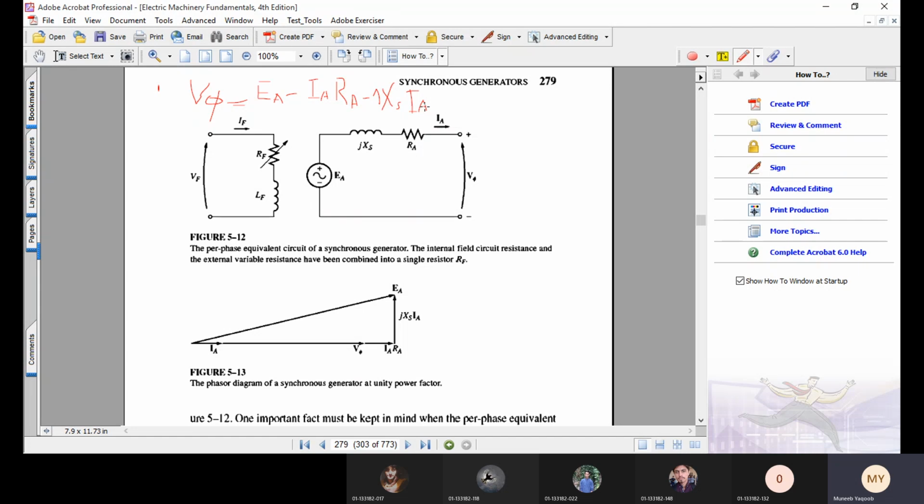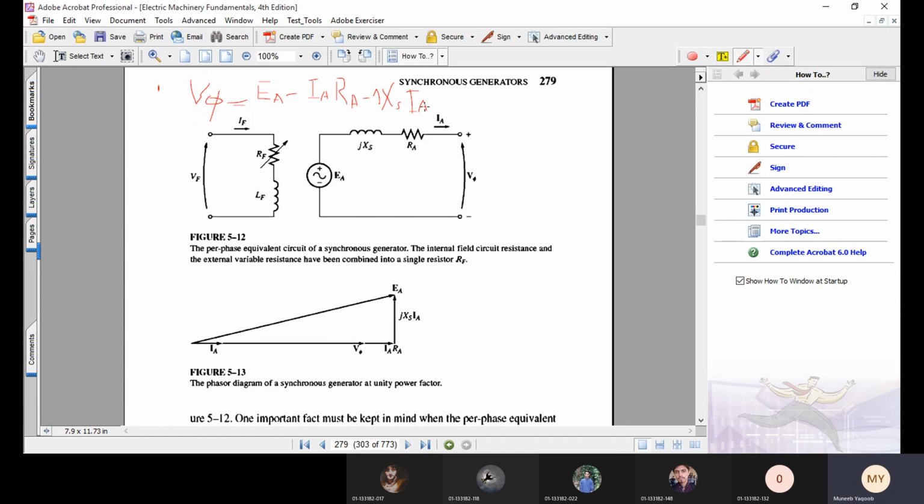Now if we want to calculate EA as our output, then EA would become V phi plus IA RA plus J XS IA. So in the phasor diagram, our final output, our resultant, is the internally generated voltage EA. So the equation would be written as EA equals V phi plus IA RA plus J XS IA. Now using this equation, we will draw the phasor diagram of a synchronous generator.